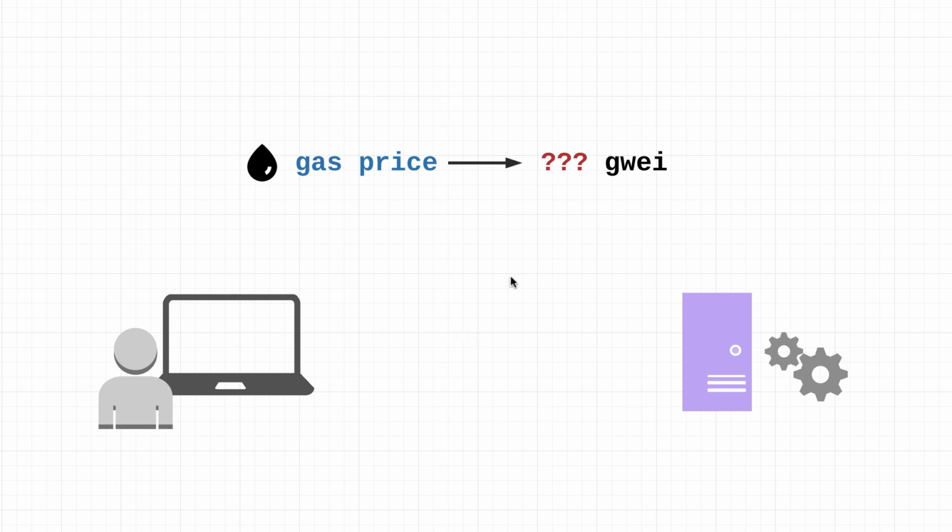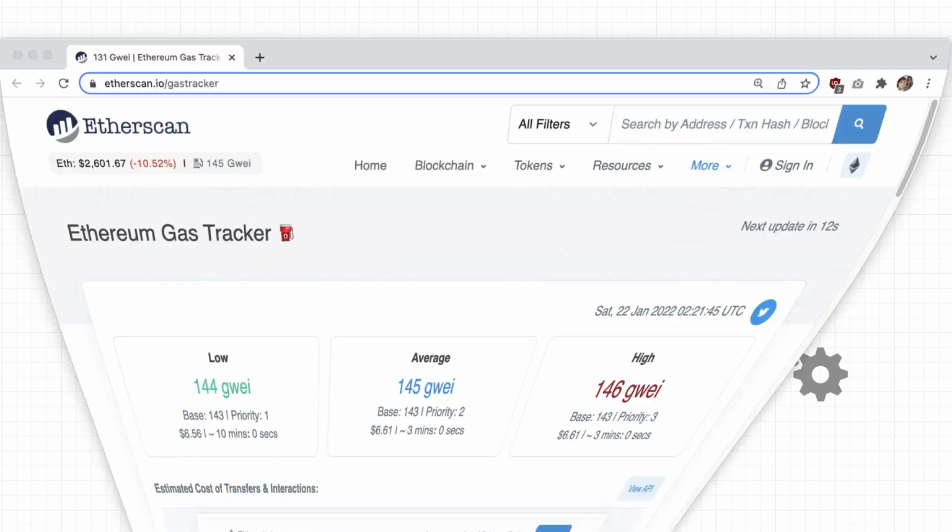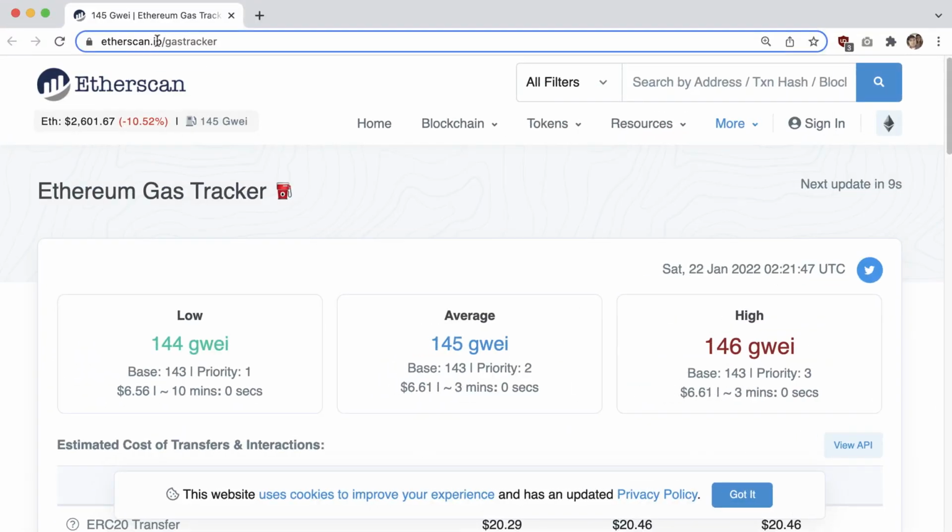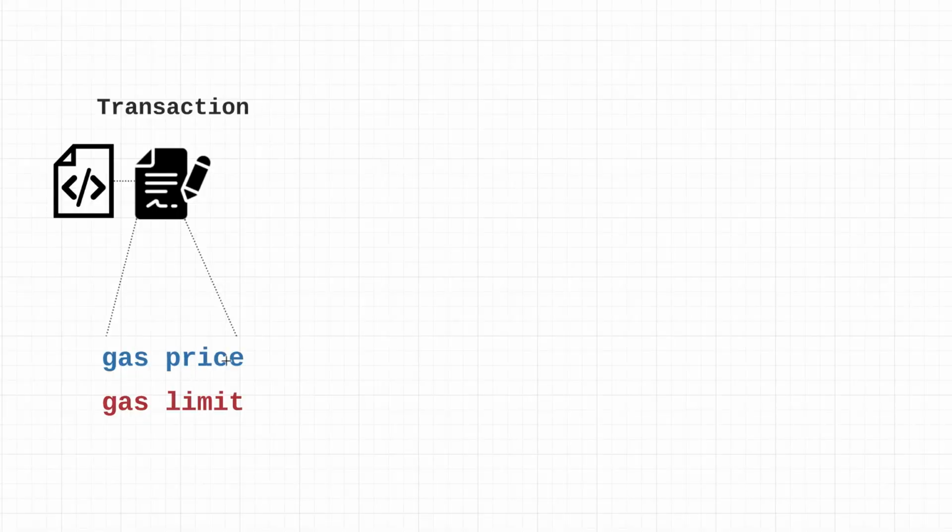Now, the average price of gas is actually determined by the overall demand for the network resources. And a very cool resource that I use quite often is etherscan.io/gastracker. If ever you just want to know the current price of gas, then you can go here and it'll tell you right now it's hovering right around 145 gwei. Oh, hopped up to 162. Look at that.